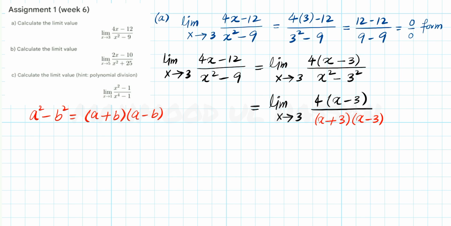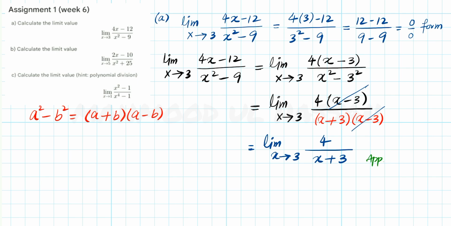Got it? So now you can see here this x minus 3 will cancel out with the below x minus 3. So we are left only with the limit x approaches to 3. In the numerator we are left with 4, and in the denominator we are left only with x plus 3. Is it okay? Now we are going to apply the limit.